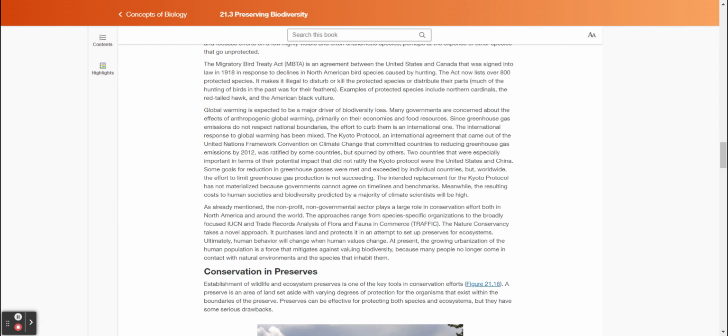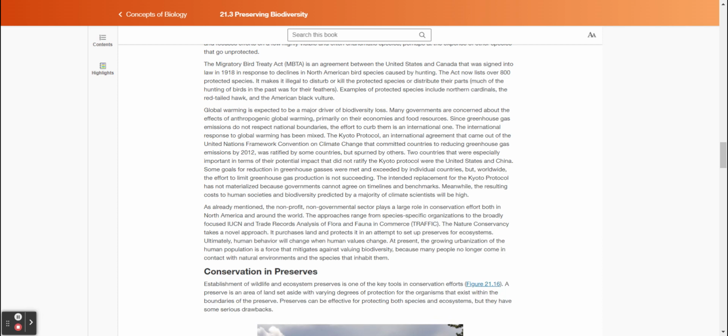The Kyoto Protocol, an international agreement that came out of the United Nations Framework Convention on Climate Change that committed countries to reducing greenhouse gas emissions by 2012, was ratified by some countries but spurned by others. Two countries that were especially important in terms of their potential impact that did not ratify the Kyoto Protocol were the United States and China. Some goals for reduction in greenhouse gases were met and exceeded by individual countries, but worldwide, the effort to limit greenhouse gas production is not succeeding.